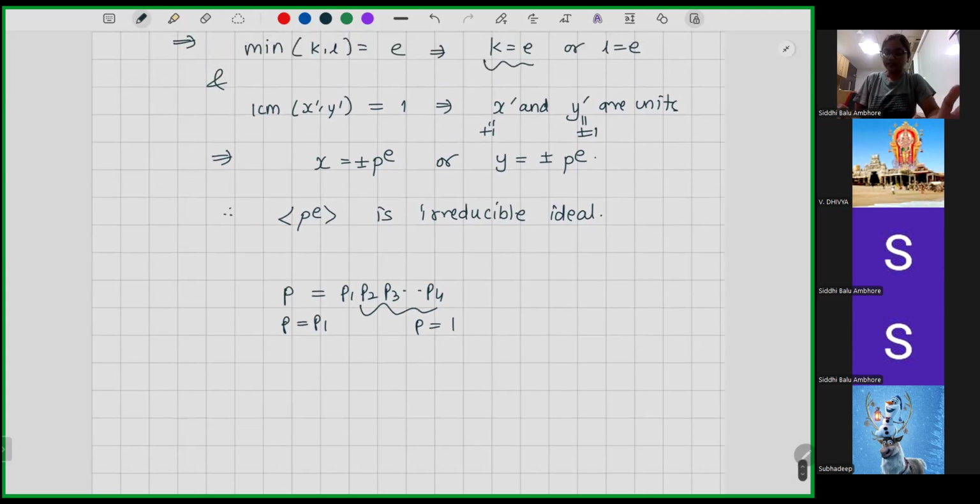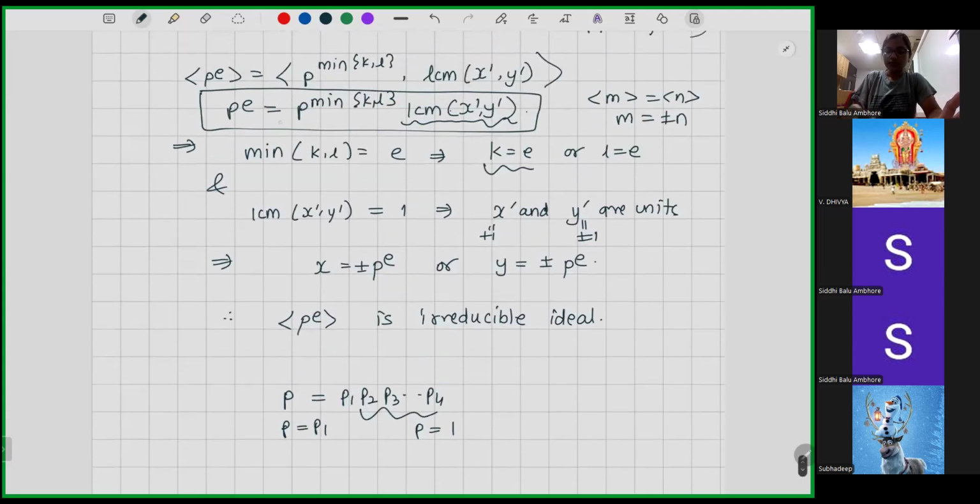Please understand this. And this here is the only power of p. Look at it as a primary decomposition, and we are comparing powers. So p power e is p power minimum of k comma l. So the minimum of k comma l is e. If the minimum of two numbers is some e, then one of them has to be that number. So either k is e or l is e.